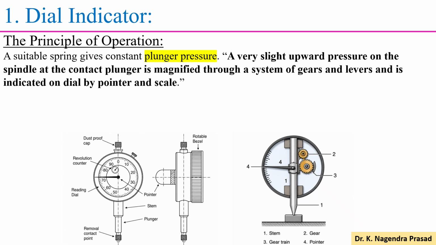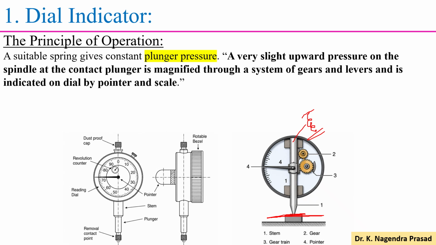Next we will discuss the principle of operation of the dial indicator. In the dial indicator, a suitable spring gives constant plunger pressure. So in the schematic you have to observe here, this plunger is always in contact with the reference or the workpiece, and moreover the end of this plunger is contacting a suitable spring which gives the constant plunger pressure.